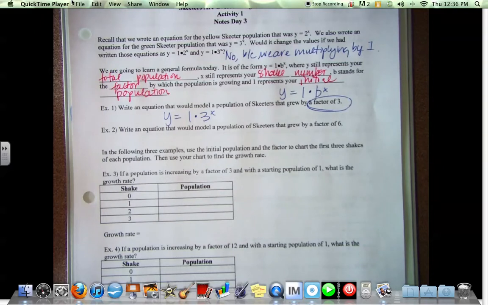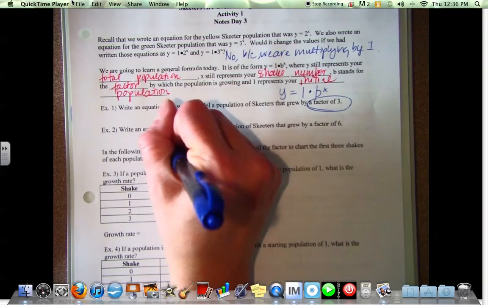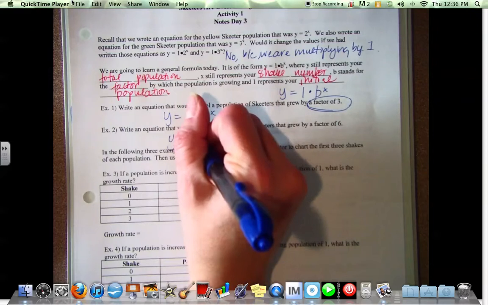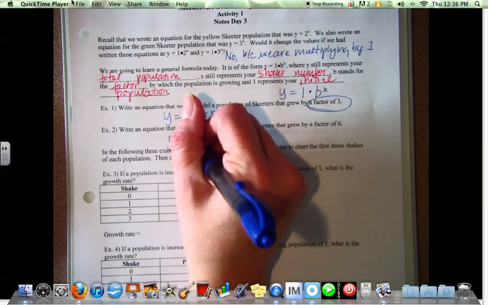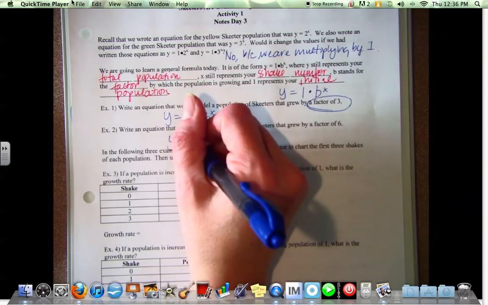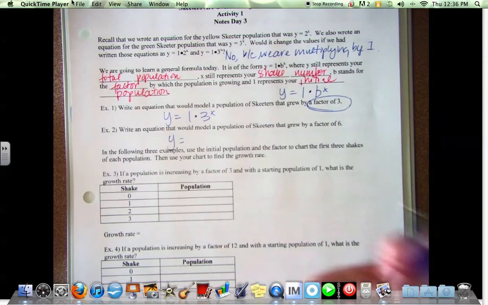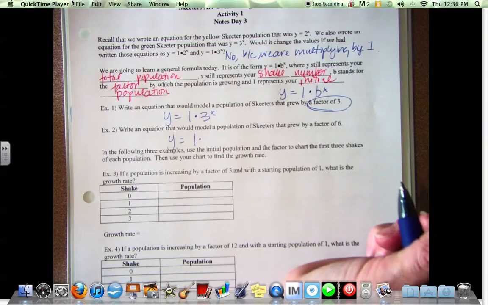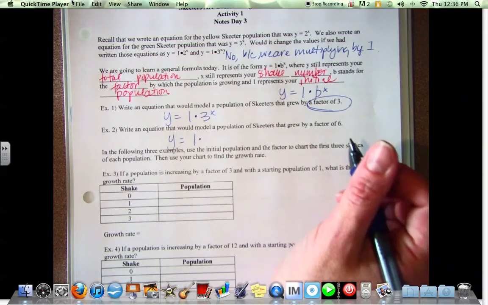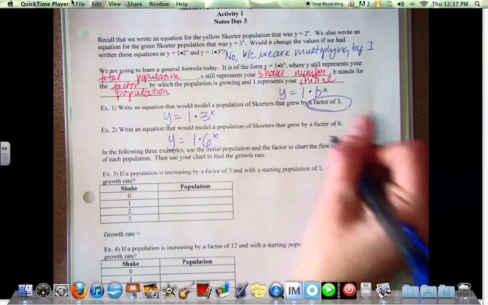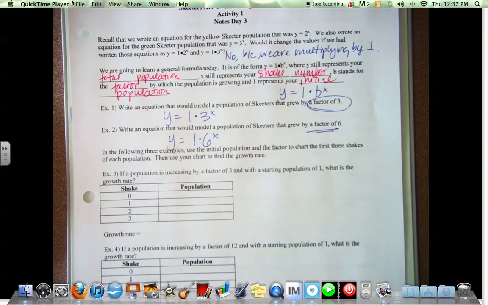Write an equation that would model a population of skeeters that grew by a factor of 6. So y equals, Haley, what does y equal? 1 times 6 to the x. So it's a factor of 6.